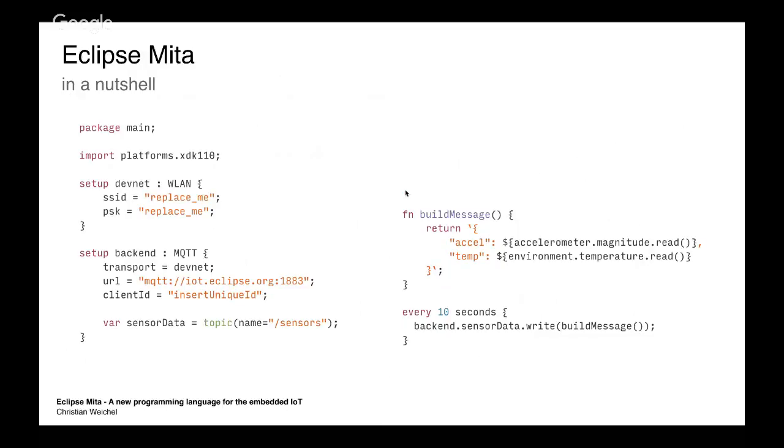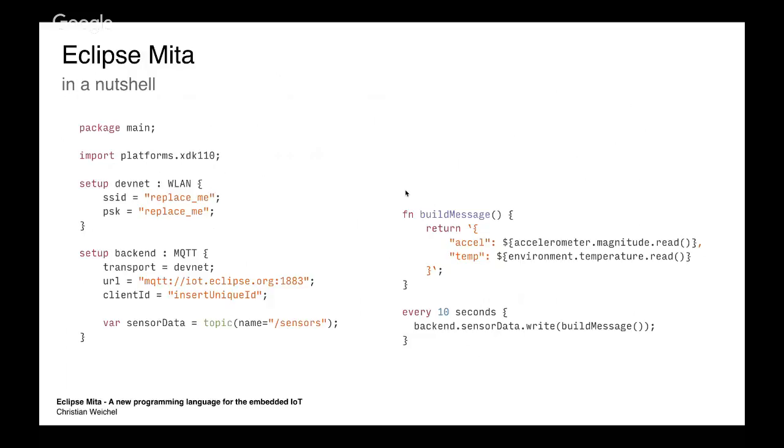All right, so to wrap things up, briefly another quick example of some Mita code. What we do here is we have a program that every 10 seconds sends out acceleration and temperature data as a JSON string using MQTT over Wi-Fi.